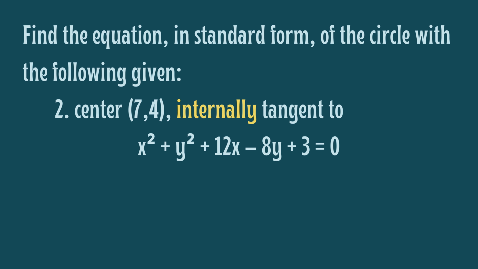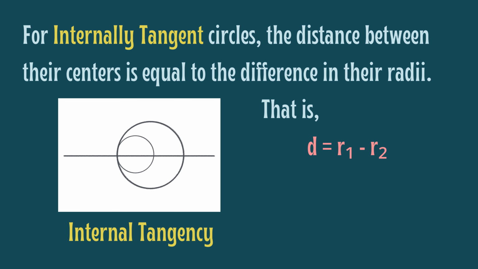For the second problem, we are given internally tangent circles. One circle is centered at 7, 4. The other circle has this equation. For internally tangent circles, the distance between their centers is equal to the difference in their radii. That is, d equals r sub 1 minus r sub 2.